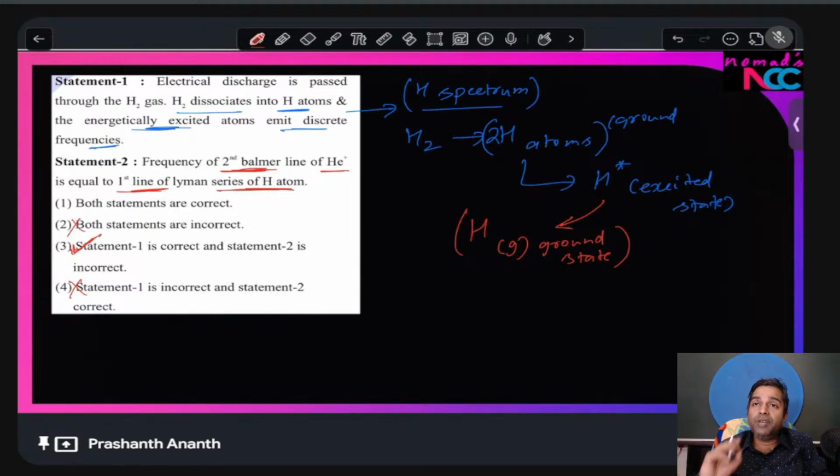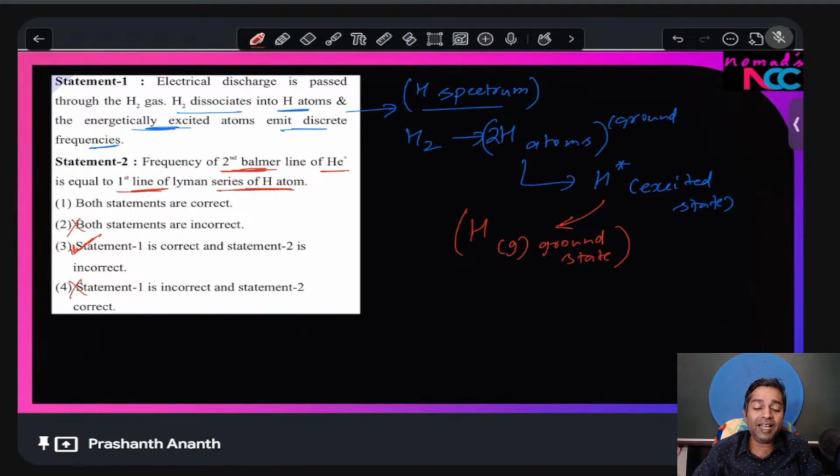So when electric discharge is passed through hydrogen gas, it dissociates into hydrogen atoms, and the energetically excited atoms of hydrogen do emit specific frequencies once they have become excited, and they get de-excited and fall back down to ground state. So in this particular case, we are definitely going to be having the emission spectrum of hydrogen seen.